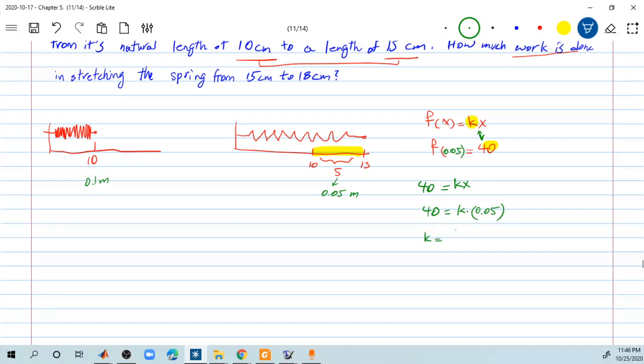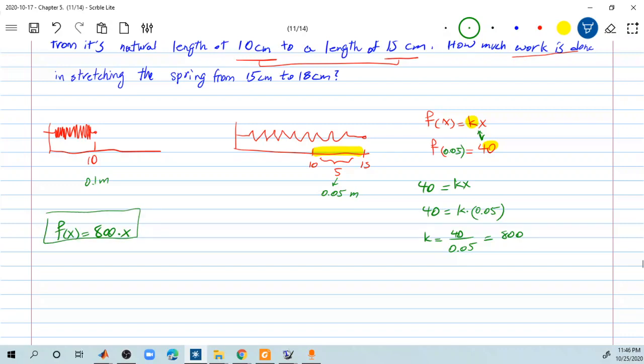40 divided by 0.05. You can figure out that is 800. I believe so. 8 times, yes, 800. So we figure out k. So I can say the function f of x is basically 800 times x.